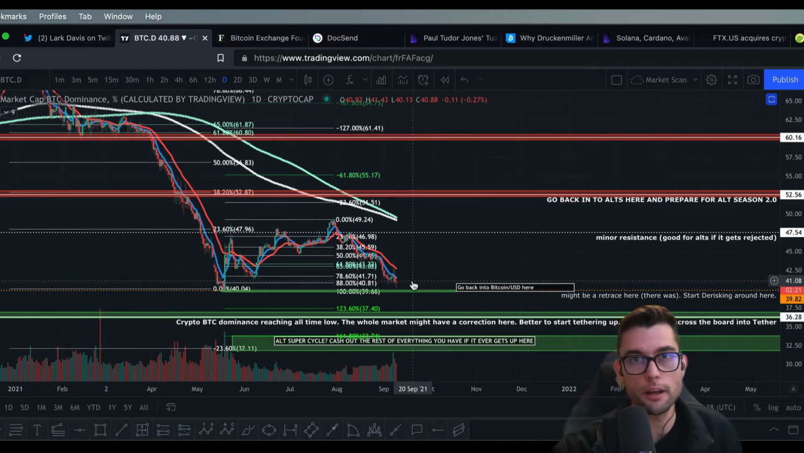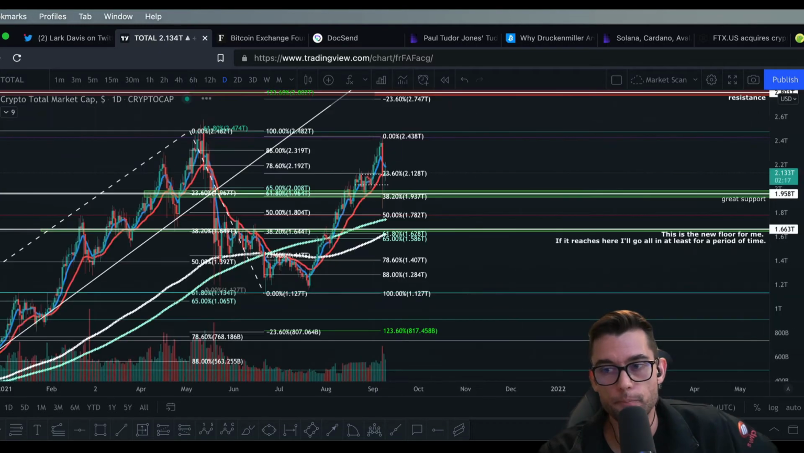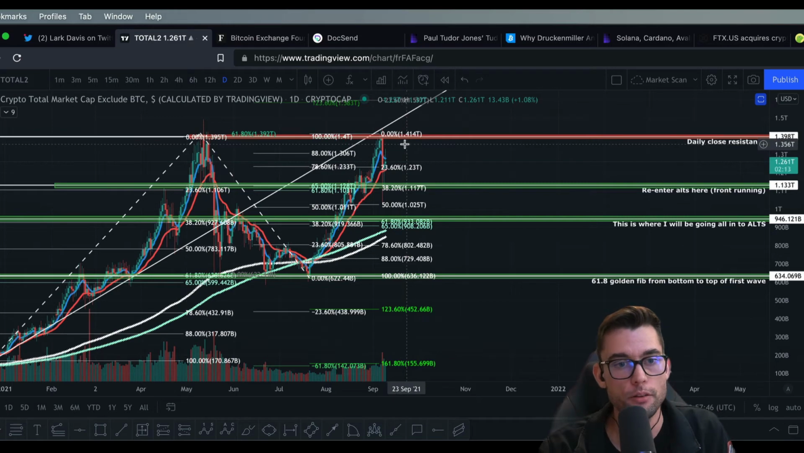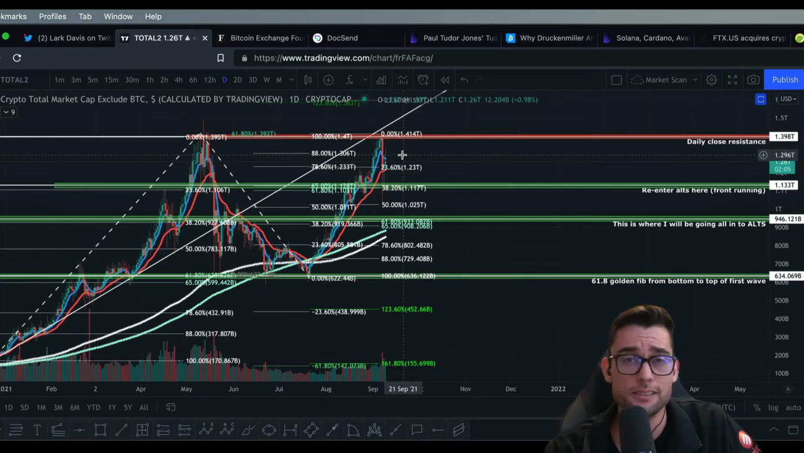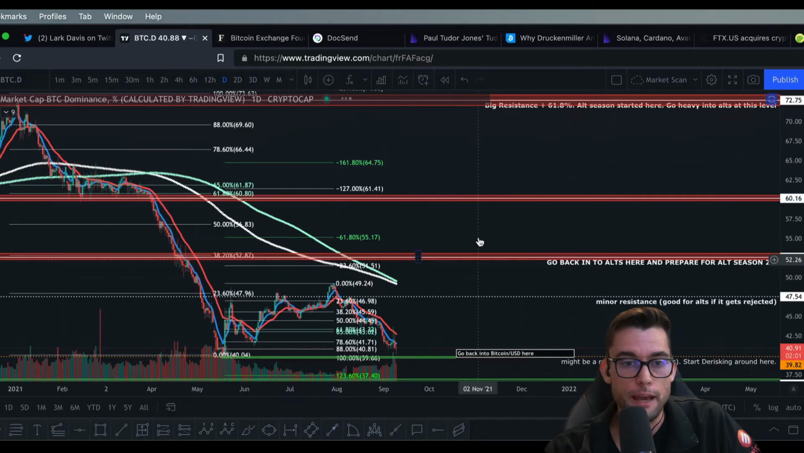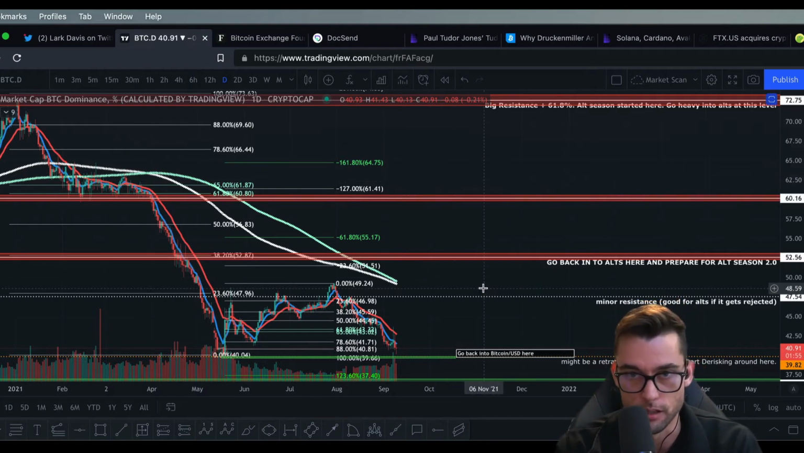I think what's probably going to happen is that the total market cap and most cryptocurrencies are probably going to come up, and then somewhere around here, either at the same top, or maybe a little bit lower, they might crash for the mid to end of September, and then start rebounding in October. So that's what the Bitcoin dominance levels are telling me right now.